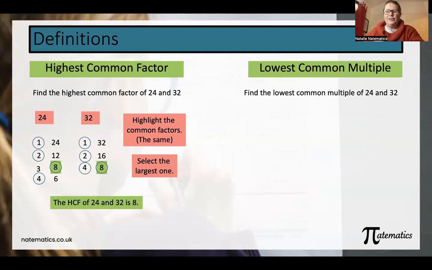Okay, now we're going to do the lowest common multiple. So find the lowest common multiple of 24 and 32.